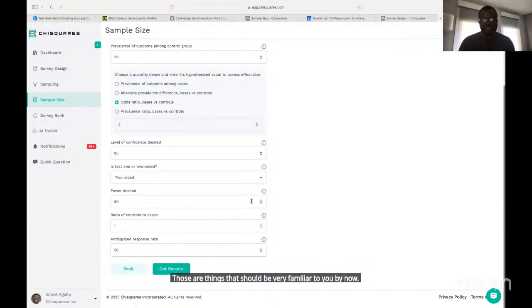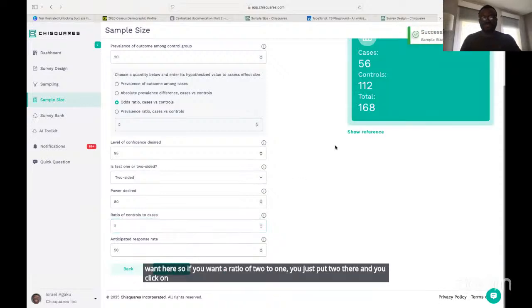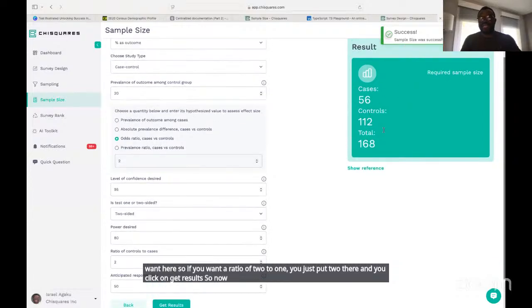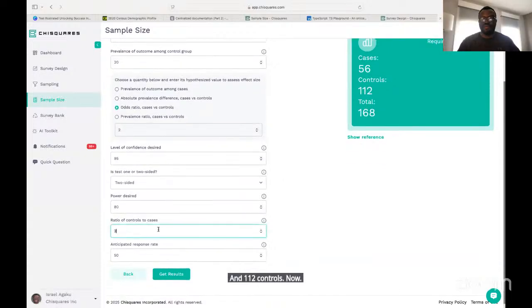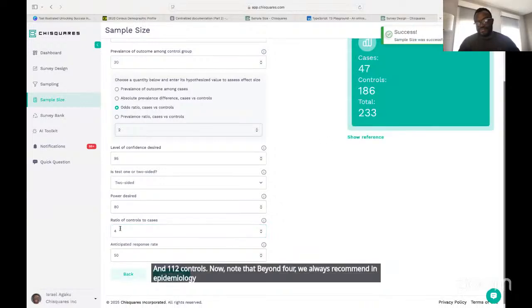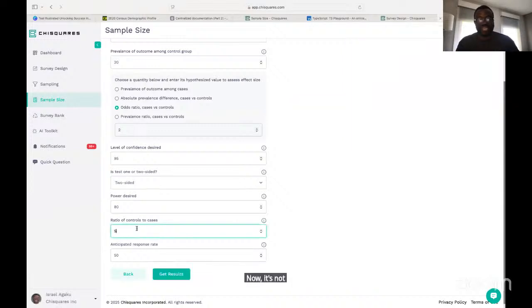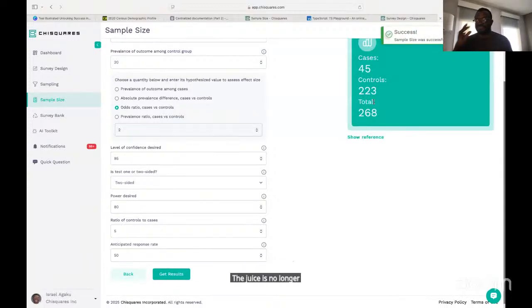To answer your question, if the issue is the controls, you simply specify the ratio you want here. So if you want a ratio of 2:1, you just put 2 there and you click on get results. So now you need 56 cases and 112 controls. Now note that beyond 4, we always recommend in epidemiology that the maximum ratio you should set should be 4. Now, it's not that if you set 5, you won't get an answer, obviously not. But at 5 and above, the juice is no longer worth the squeeze, right?